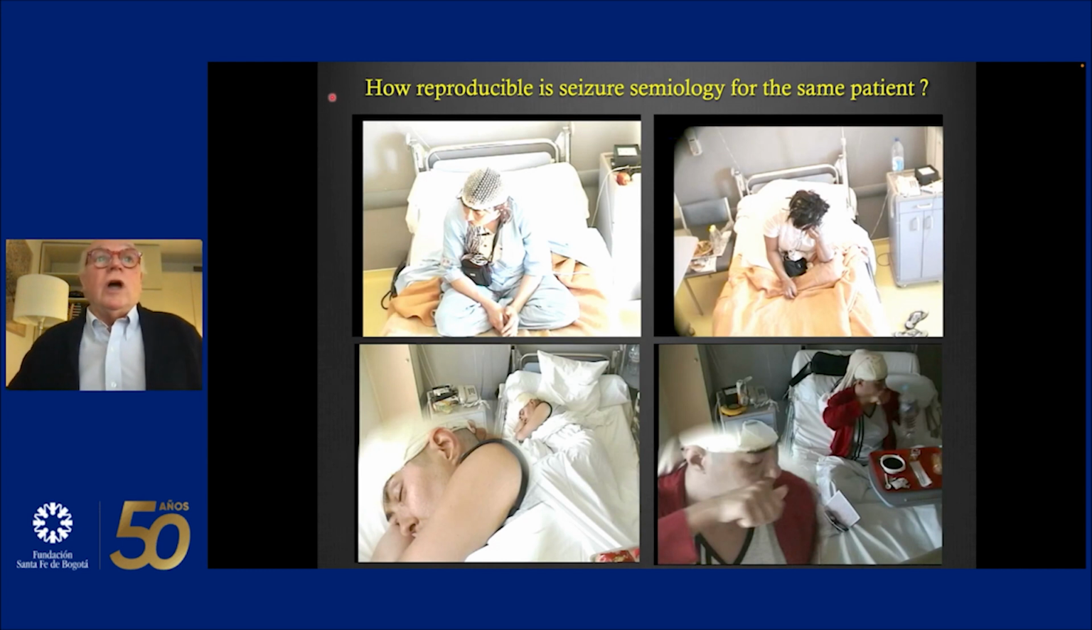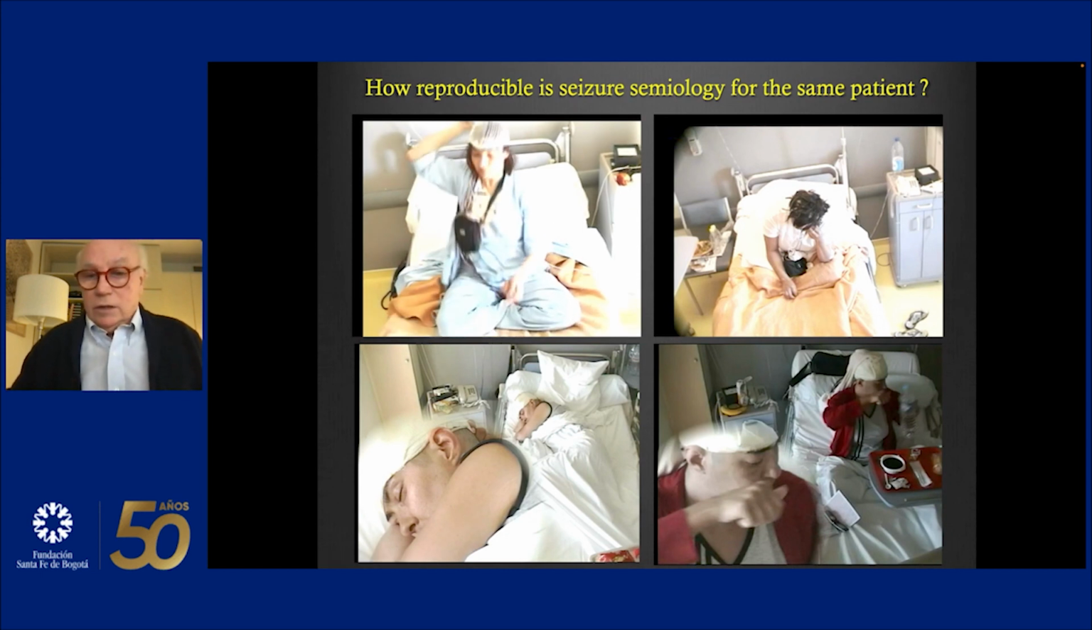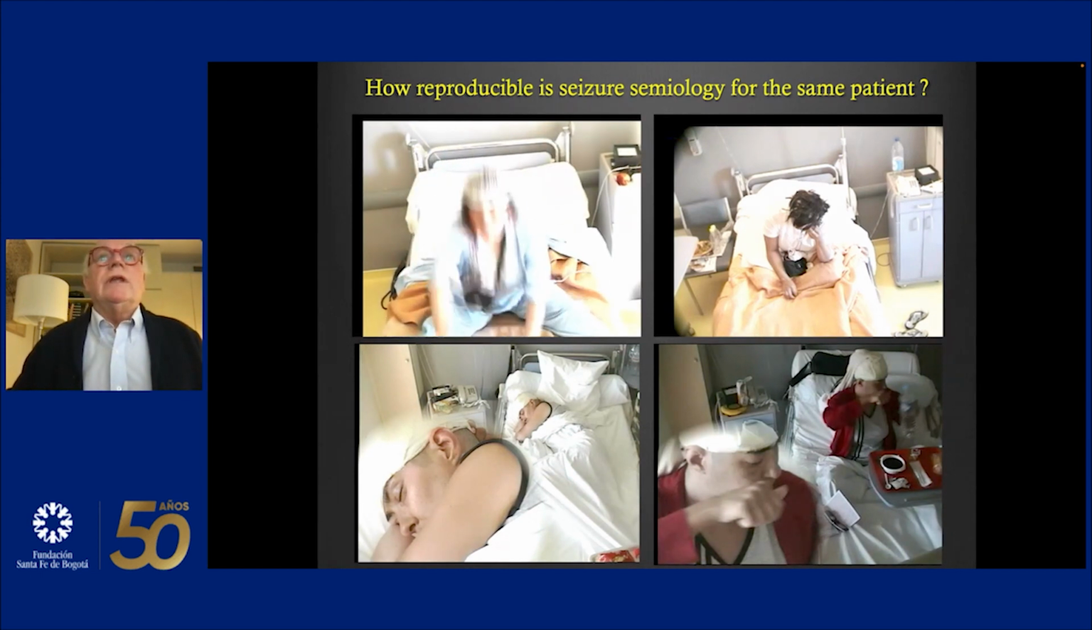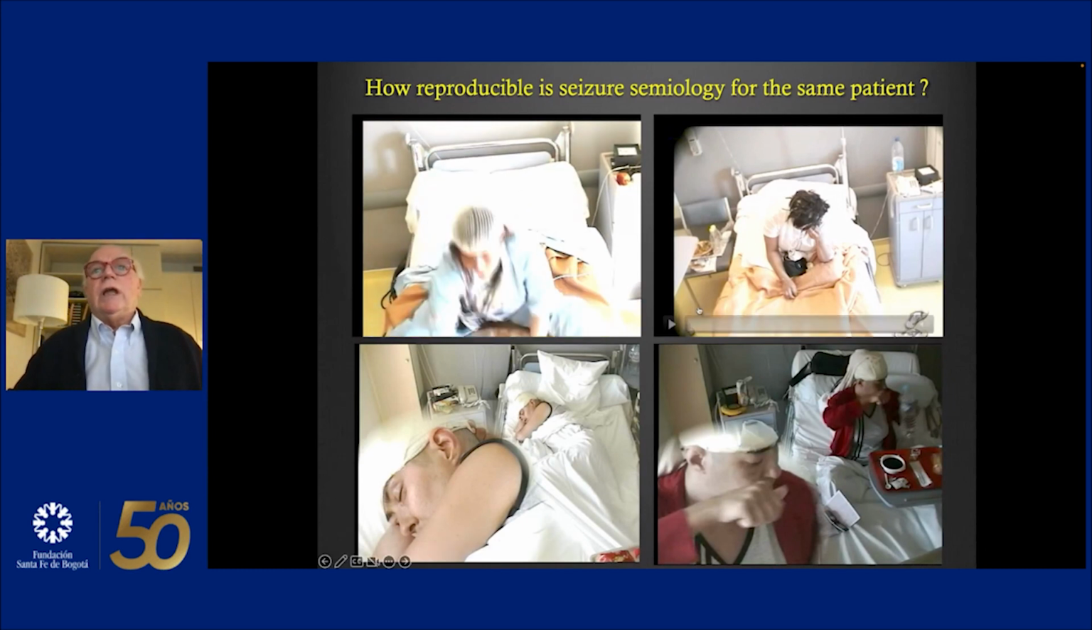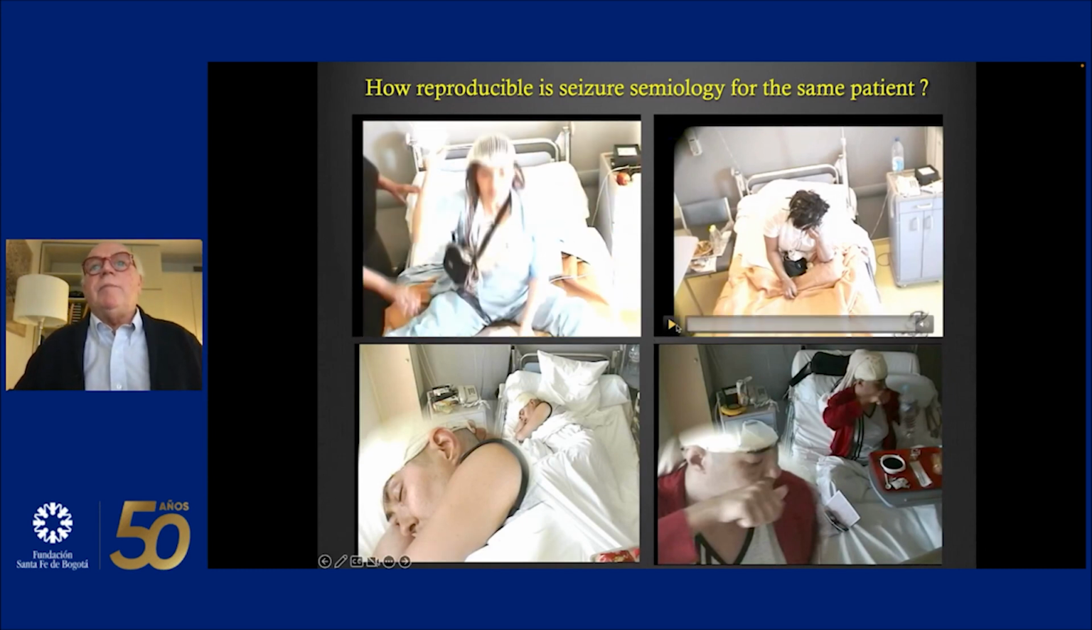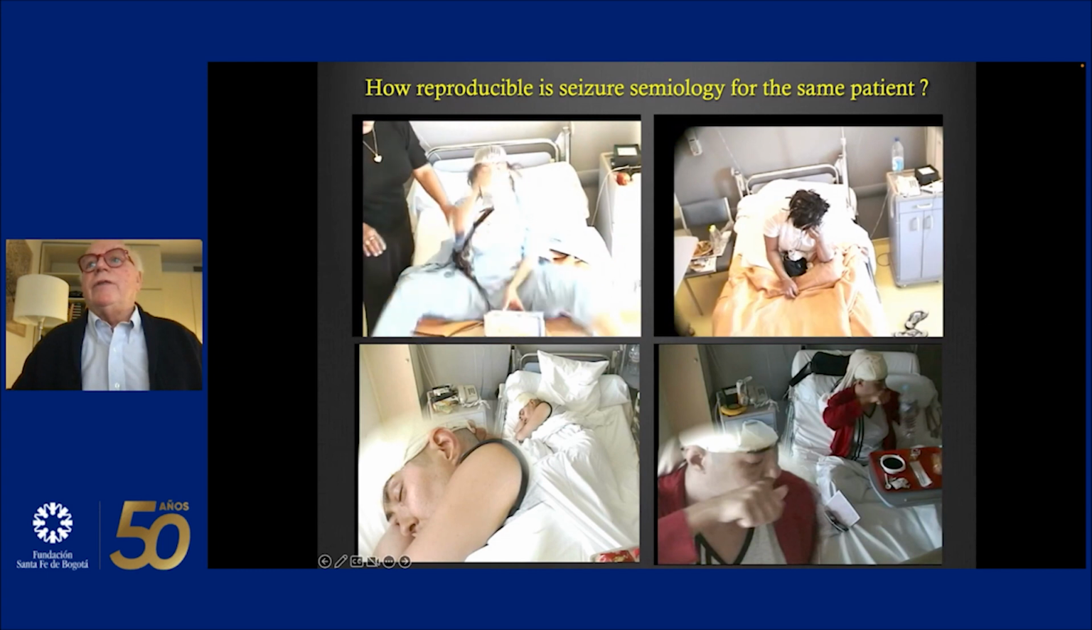I will show you examples of, I cannot, sorry, I have to change my arrow. Maybe to access, okay. So I show you here a seizure in a given patient, and now in the same patient, another seizure.